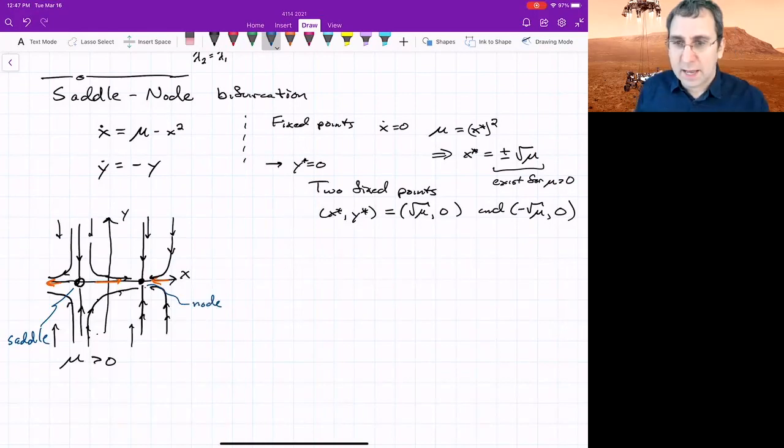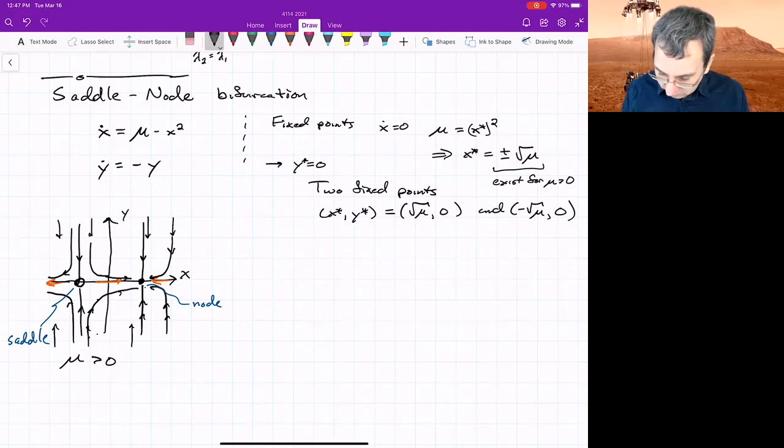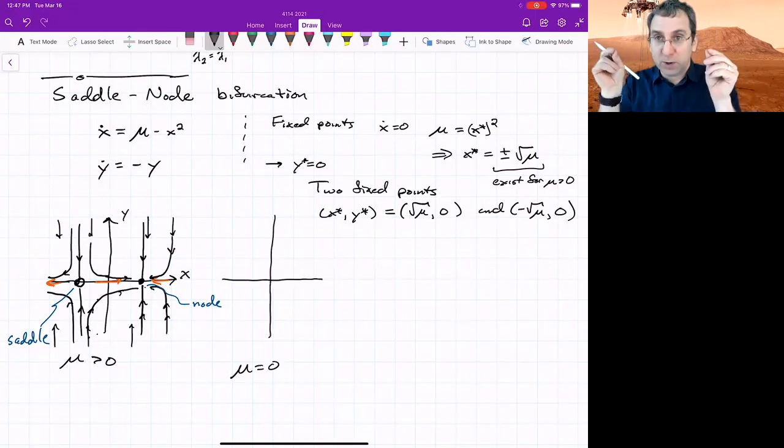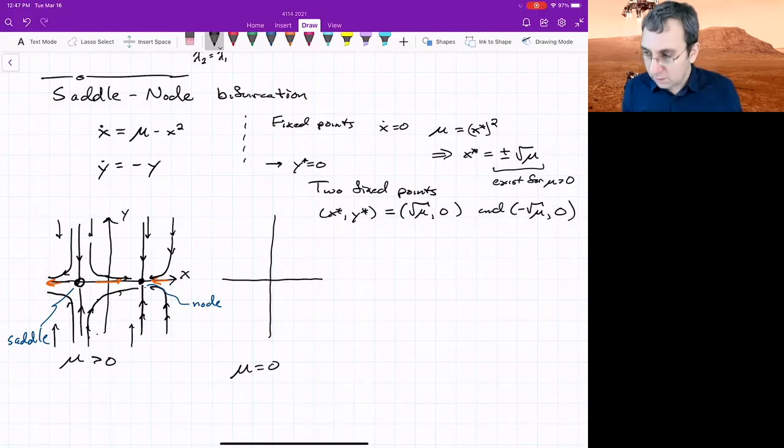As we turn the knob of mu, turn it down, right? We're starting at positive mu. Now, as we turn that down, we get to mu equals 0, the bifurcation point. And for that, we'll have these two fixed points merge. We've got this kind of half stable thing.